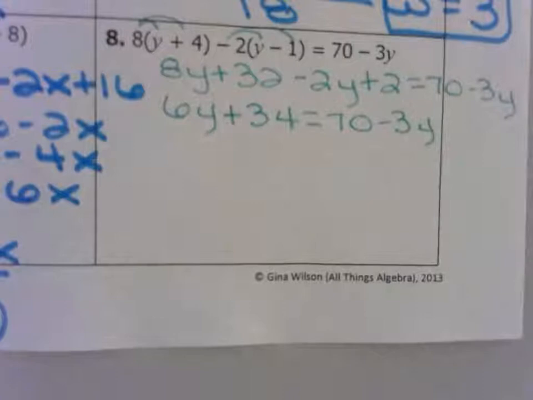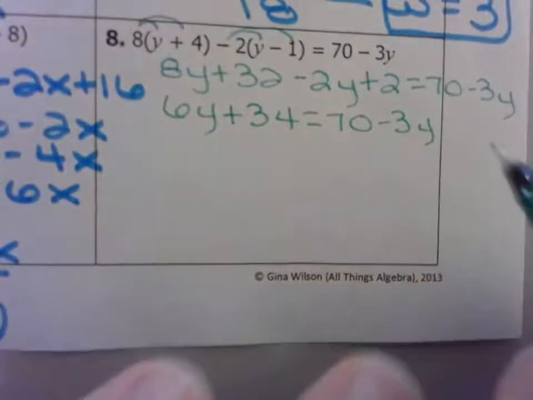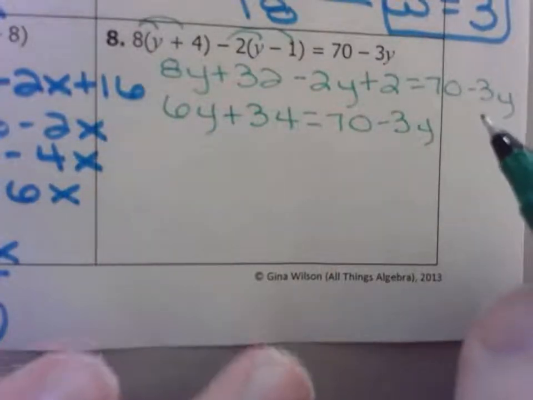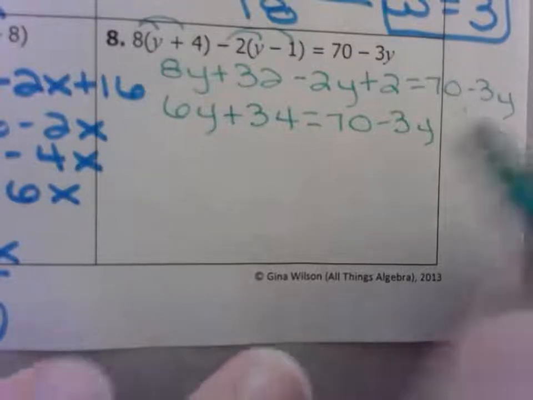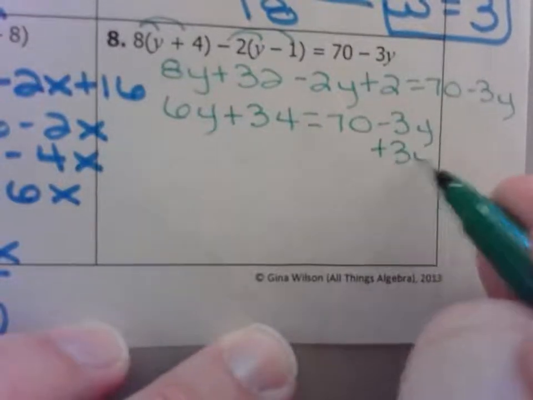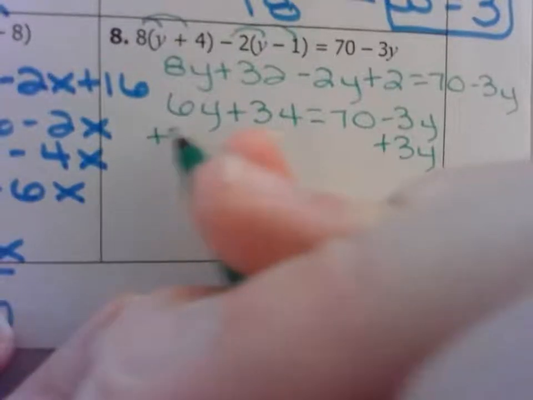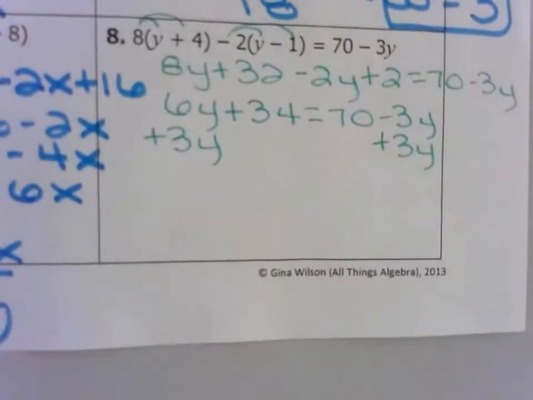Next thing I need to do, I have it simplified, have it distributed. Now I move the variable to one side. So Maya, how do I move a variable to one side? Couple options. You add the 3y. Yep, you can add the 3y. That's one option. I could also have subtracted the 6y. You will end up with the same answer. I don't care what you do as long as you get them together.